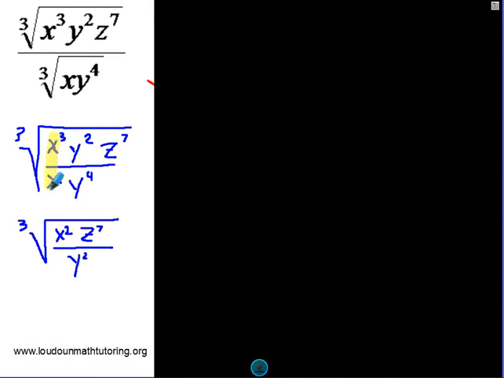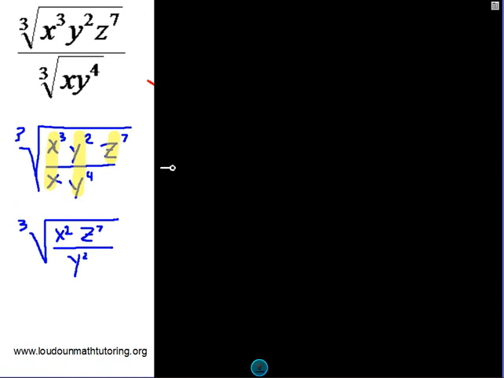You know that x cubed divided by x is x squared. We have y squared divided by y to the fourth, which is y to the negative 2, which is why y squared would flip down into the denominator, and then you've got a z to the 7th that doesn't simplify at all. And we said in just those two quick steps, you've got your answer.